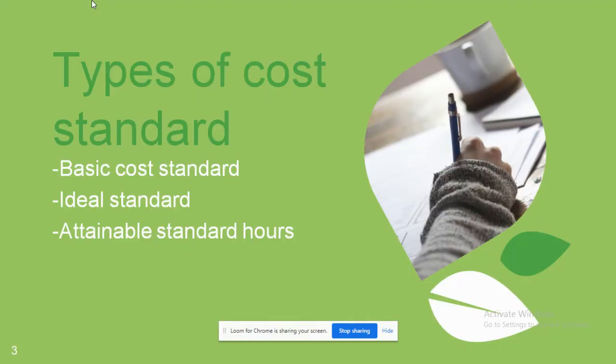The types of standard cost that we have are basic standard cost, ideal standard, and attainable standard hours. Attainable standard hours is often used in recent-day businesses because it considers the level of resources put in with what is achievable with those resources put in.